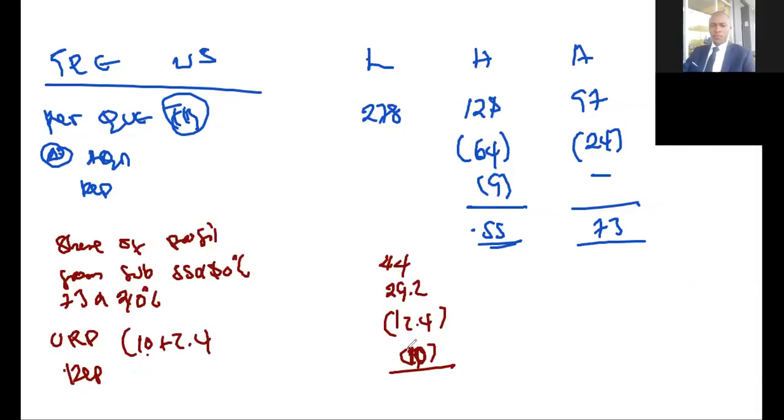Okay, so now how much do we have? How much is our profit there? 29 minus 12.4. And the 9, no need to bring it directly. If we remove it, we actually remove twice. Have you seen here? So it's 60.6.